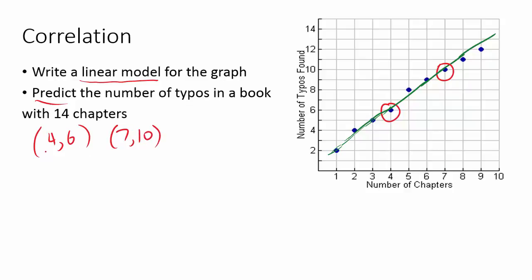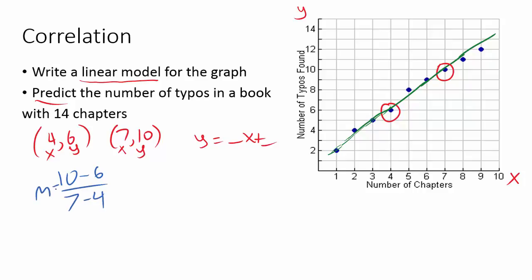And now I'm going to go ahead and find the slope so I can write the equation of this line. Remember that this is the x-axis, so chapters deals with x, and the y-axis here would be the number of typos found, so that's how we can tell these apart. Then I'll just do y2 minus y1 over x2 minus x1 to find the slope: 10 minus 6 over 7 minus 4. So my slope is equal to the y's being subtracted and the x's being subtracted, so that should be 4 over 3.